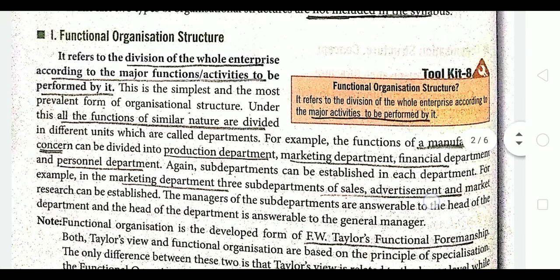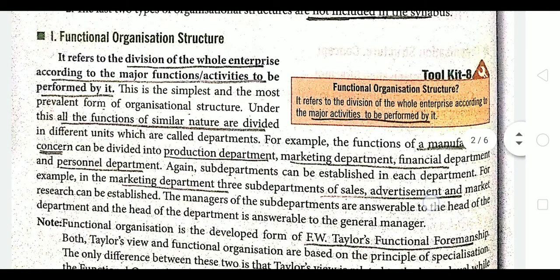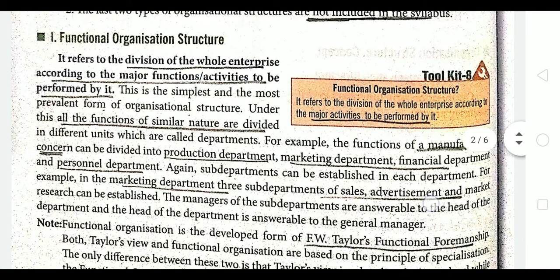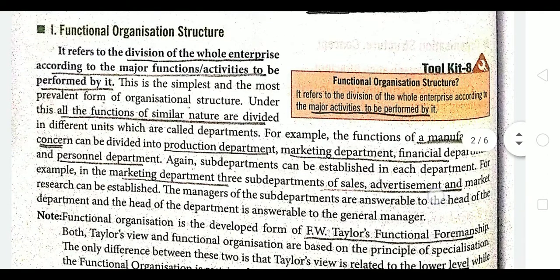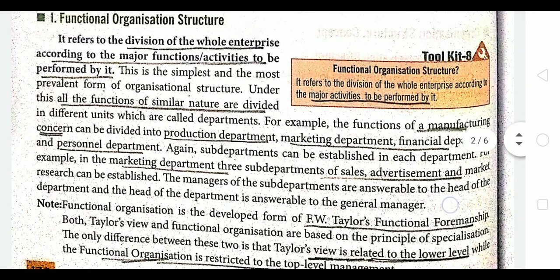If I take an example, in a company there are 8,000 employees at various designations. Out of 8,000 employees, 5,000 are working in the production department, 500 in the finance department, 500 in the human resource department, and 2,000 in the marketing department. On the basis of functions, they are expected to carry out the work.